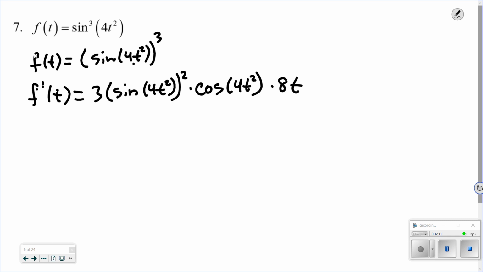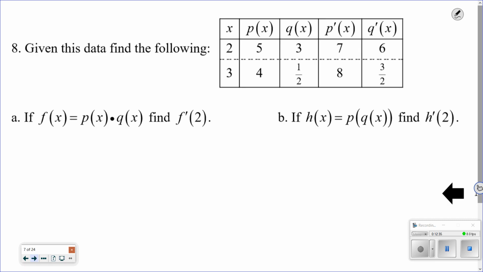And we're done. So notice, this was the derivative of the cube on the outside. This was the derivative of the sine, and this was the derivative of the inside of the sine, which is the derivative of the 4t squared. So you can have these chain rules where you have to apply it multiple times if there's multiple layers. One thing you have to be really careful with, and you'll see it in this next example, is making sure we're careful in telling the difference between the product rule and the chain rule.